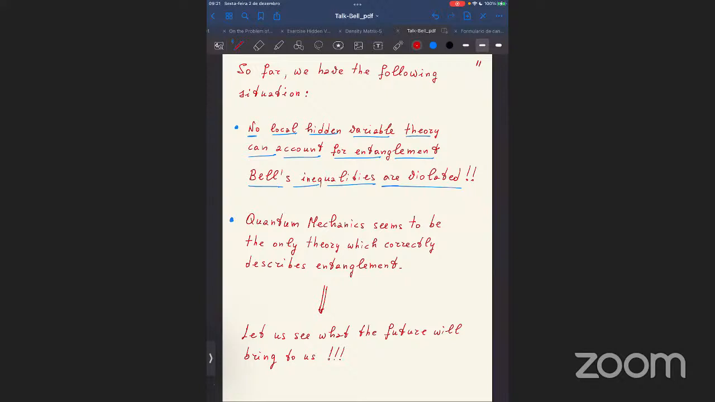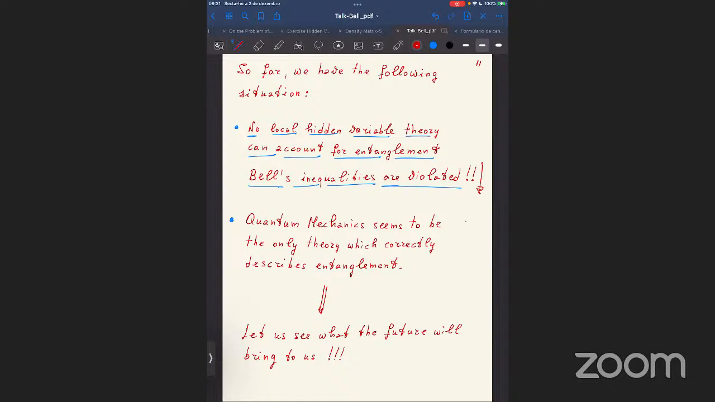So apparently we have the following situation. No local hidden variable theory can account for entanglement. Bell's inequalities are violated. There is a big agreement on this. And quantum mechanics so far seems to be the only theory which correctly describes entanglement. So this is the situation in quantum mechanics.